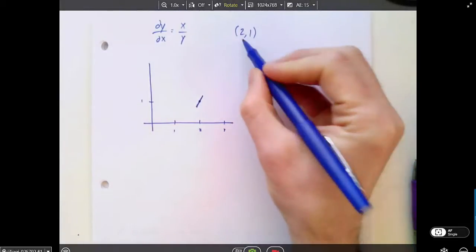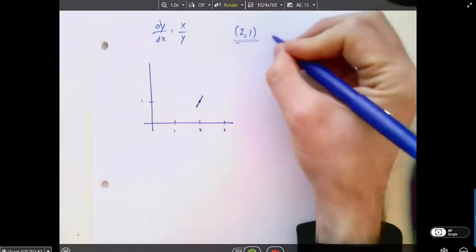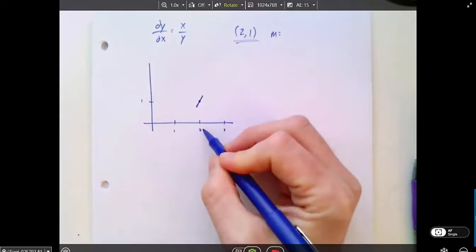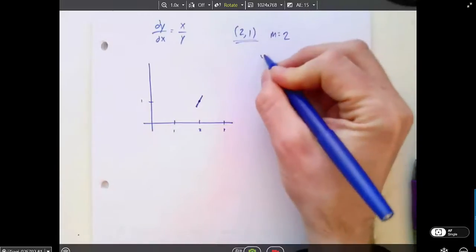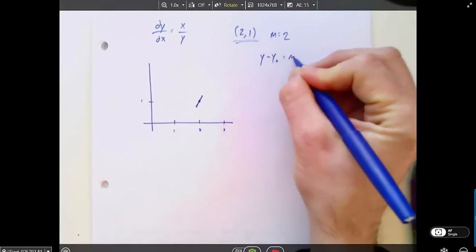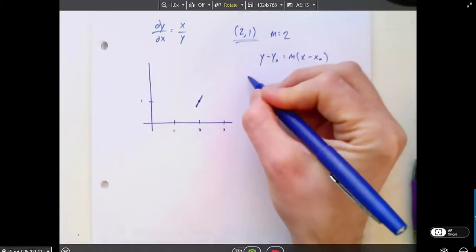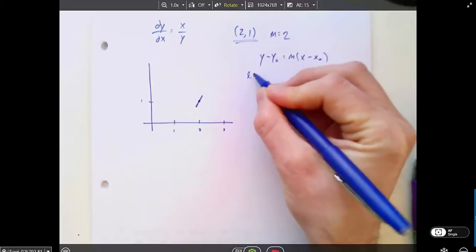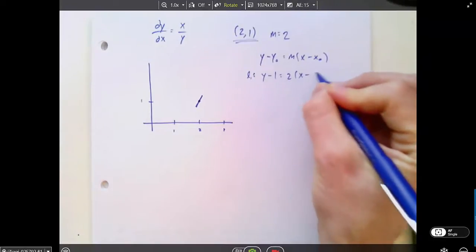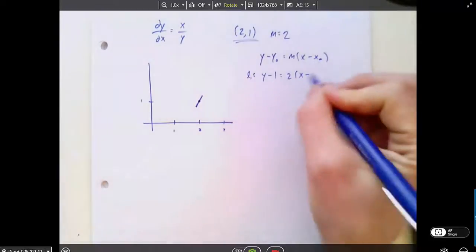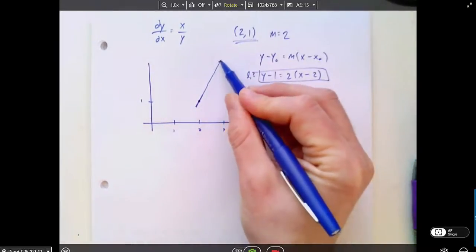I know I have a point that's on my solution curve, and I have a slope, which I got by plugging into the differential equation. So my slope when x equals 2 and y equals 1 is, let's see, 2 divided by 1 is 2. So I think point-slope form is going to be a good form of a line to use. So here's point-slope form. For my first line, its equation is going to be y minus y1, which is 1, equals my slope, 2, times x minus x0, which is 2. Okay, so that's the equation for this line right here.